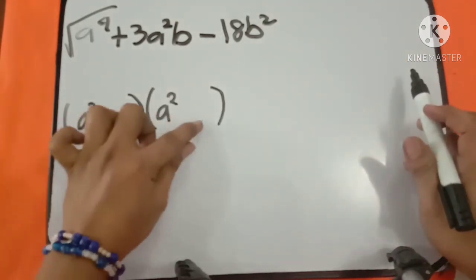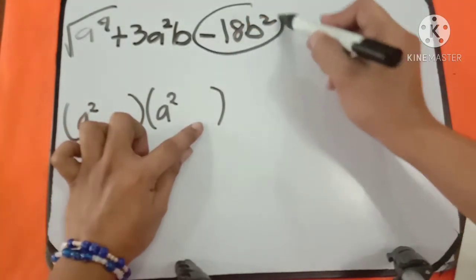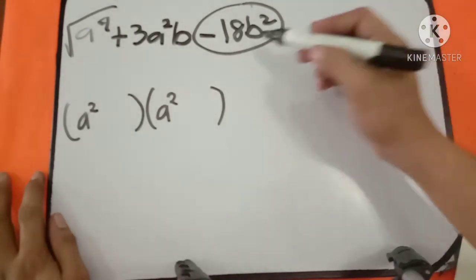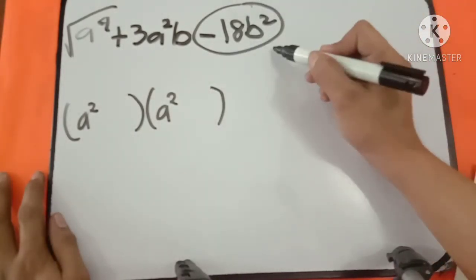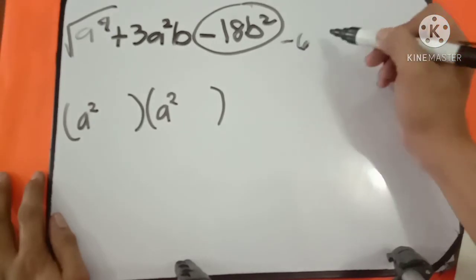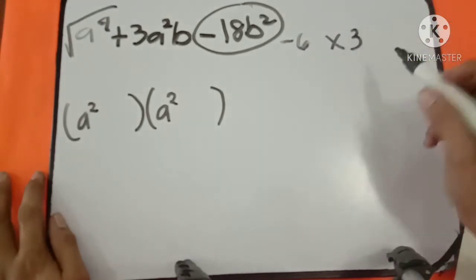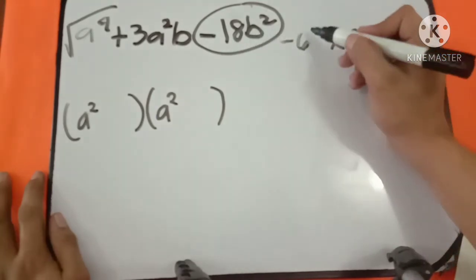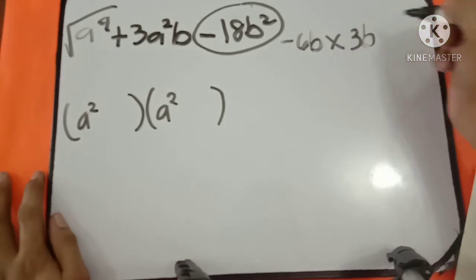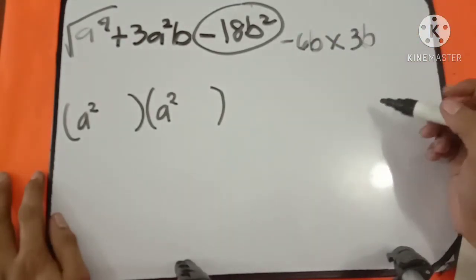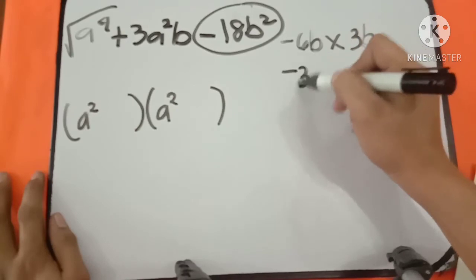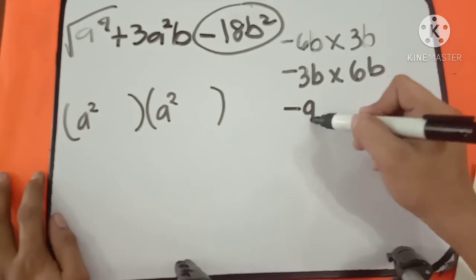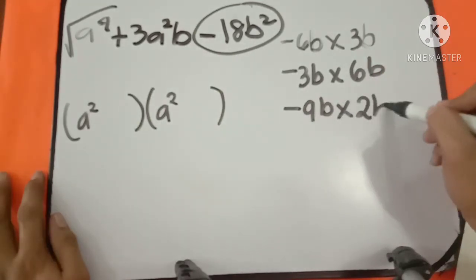Then for the last term, we use the factors of the last term, which is negative 18b squared. So we have to get the factors of negative 18. That is negative 6 times 3. Am I right? Negative 6 times 3 is negative 18. But we have here b squared, so just write b. b times b is b squared. Then another, we can say negative 3b times positive 6b. Then negative 9b times 2b.